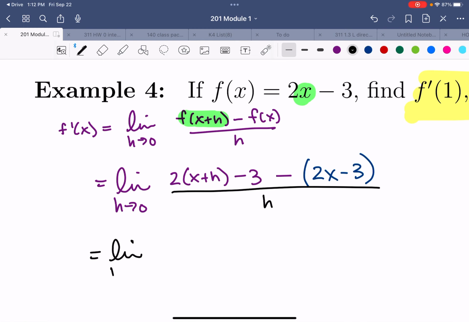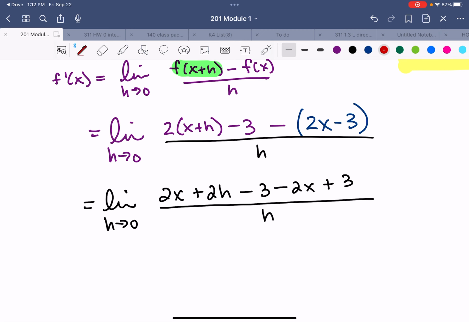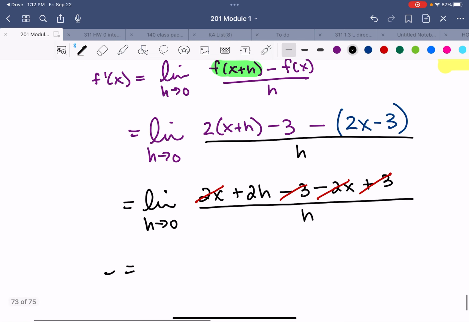Okay, from here, we're going to distribute and simplify. So this becomes the limit as h goes to 0 of 2x plus 2h minus 3 minus 2x plus 3, all over h. And now what should happen? Because if we had tried evaluating our limit, we would have gotten 0 over 0. So that h in the bottom, I need to cancel. So everything in the numerator that does not have an h in it should cancel out. So this 2x and this negative 2x cancel, this negative 3 and this positive 3 cancel. And I'm left with the limit as h goes to 0 of 2h all over h.